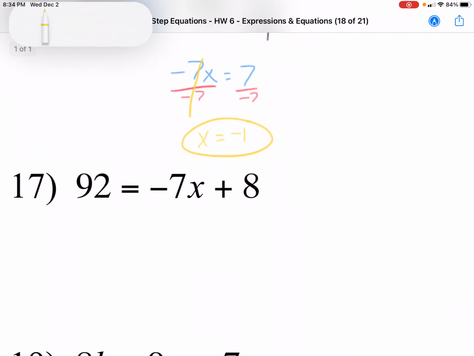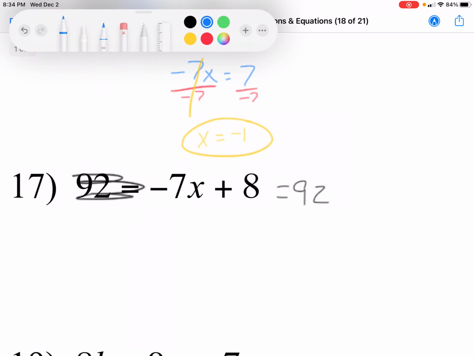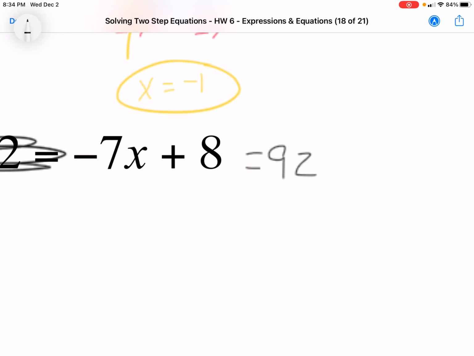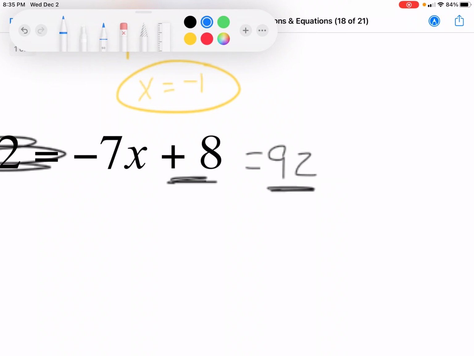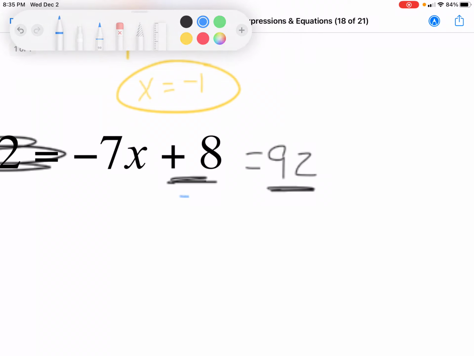All right, negative 13. Again, it's on the wrong side. So let's fix that. Mark it out. Equals 92. Like terms, just the regular old numbers. What is the opposite of adding 8? Subtracting 8.